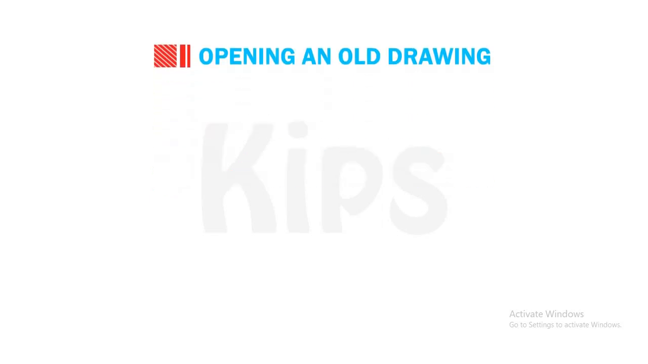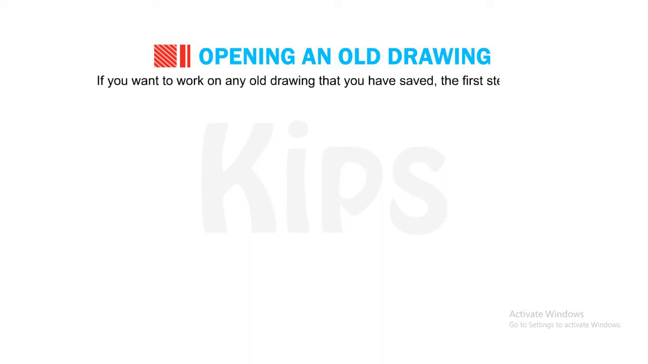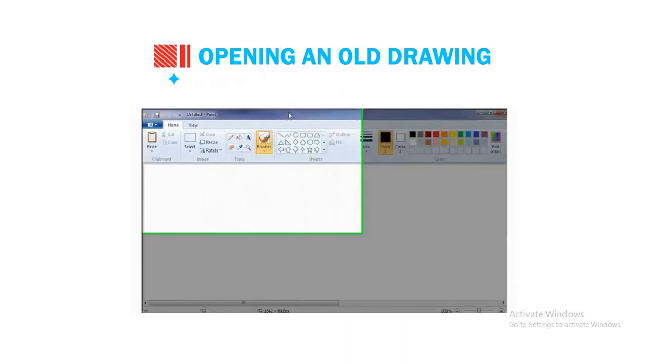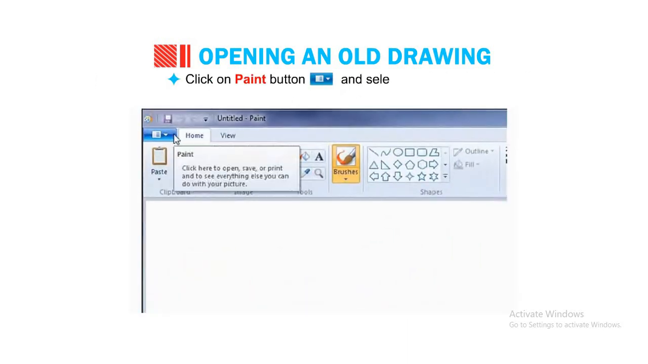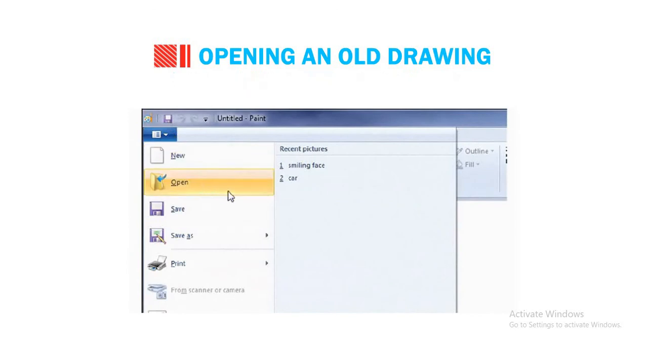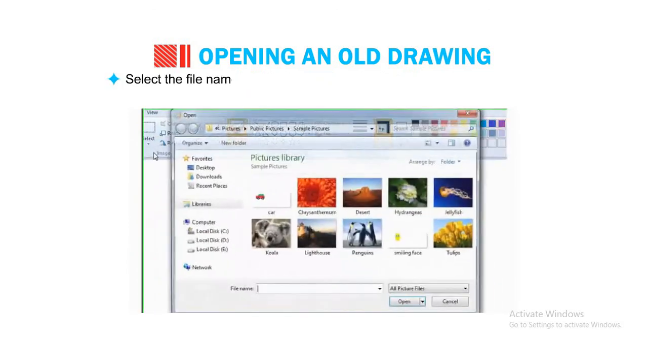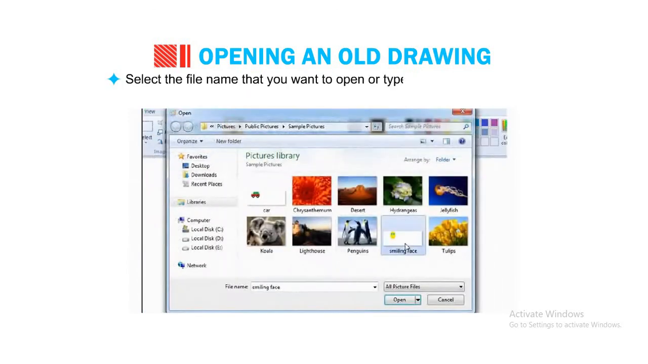Let me now tell you how to open an old drawing. If you want to work on any old drawing that you have saved, the first step will be to open that file. Click on Paint button and select Open option. Select the file name that you want to open or type the file name in the file name box. Click on Open button.